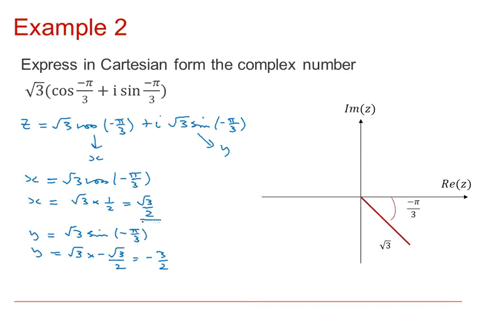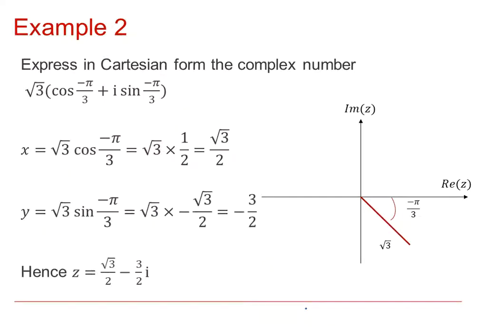So we've got the x component, we've got the y component, so we can bring them together now to write down z in Cartesian form. So z must be the x component and then the y component, and don't forget the i. You can see the full working on that slide.